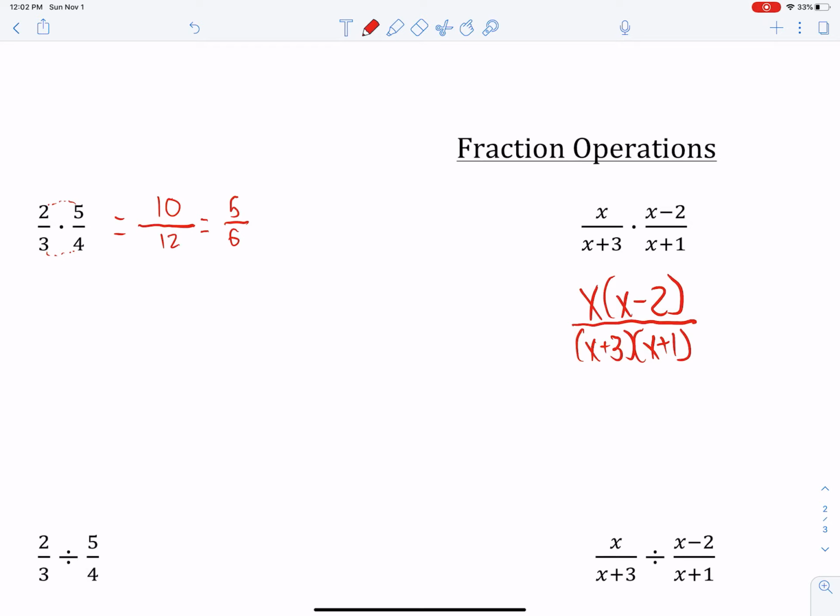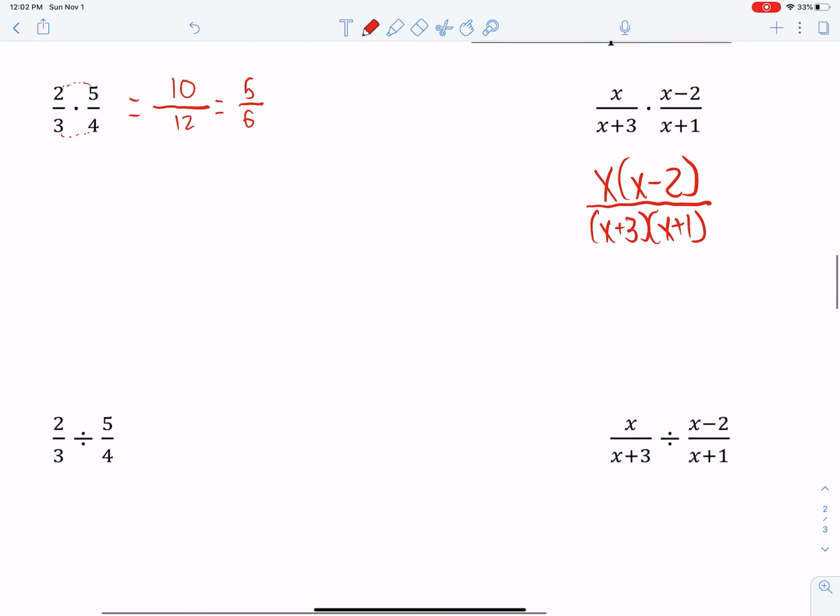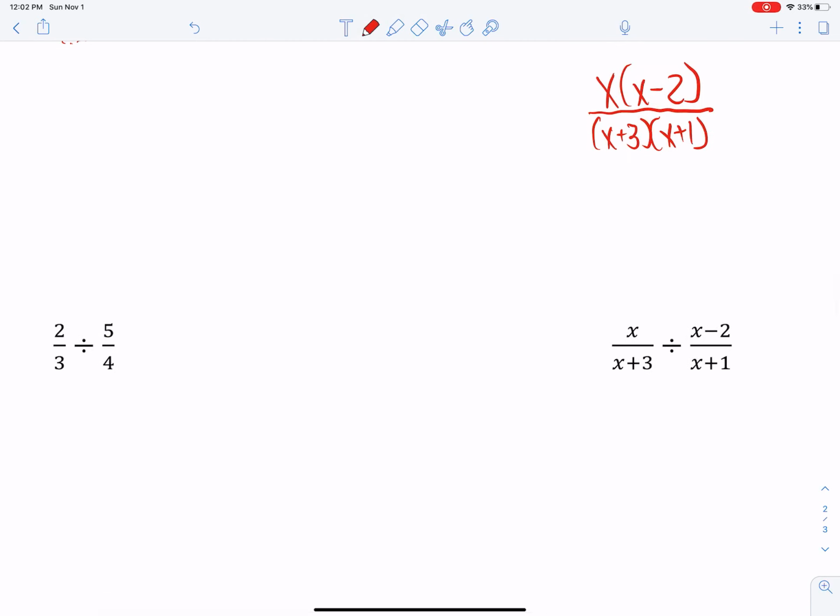Next, let's talk about dividing fractions. Suppose we have 2/3 divided by 5/4. The first thing you do when you're dividing fractions is to leave the first one alone and you flip the second fraction. So instead of 5/4, we would have 4/5, and you change it to a multiplication problem.